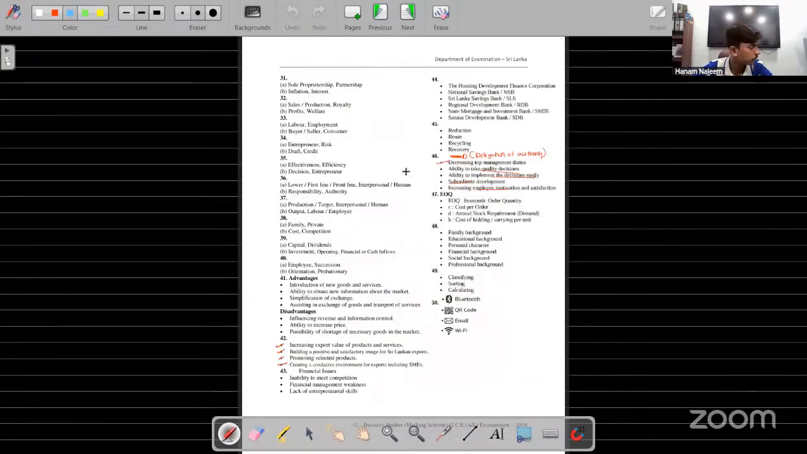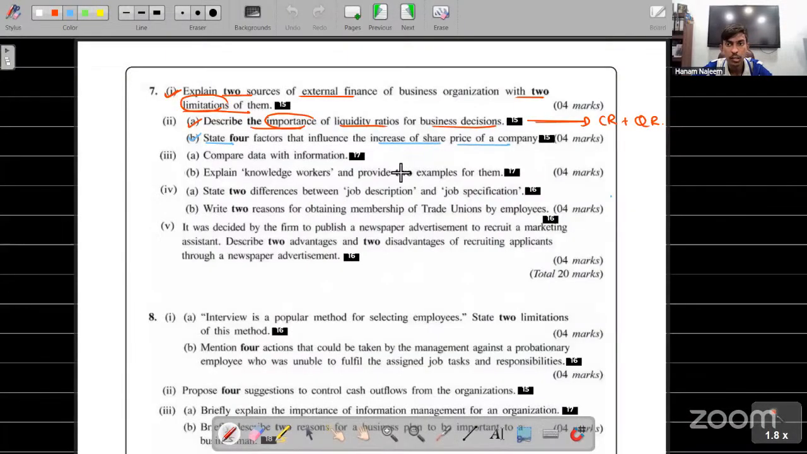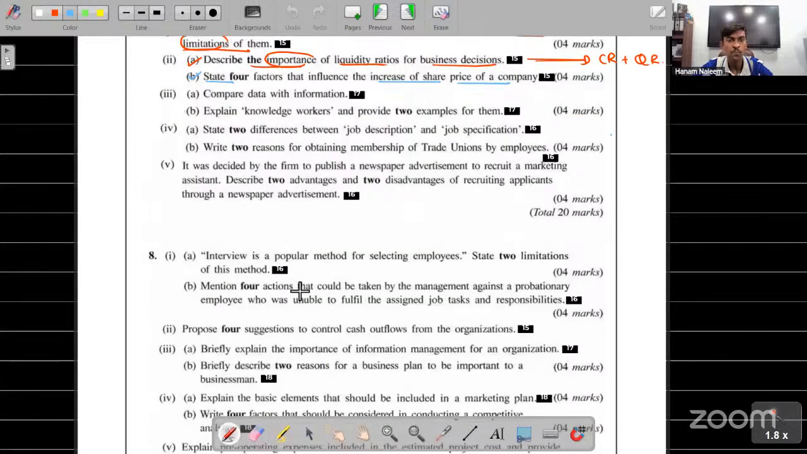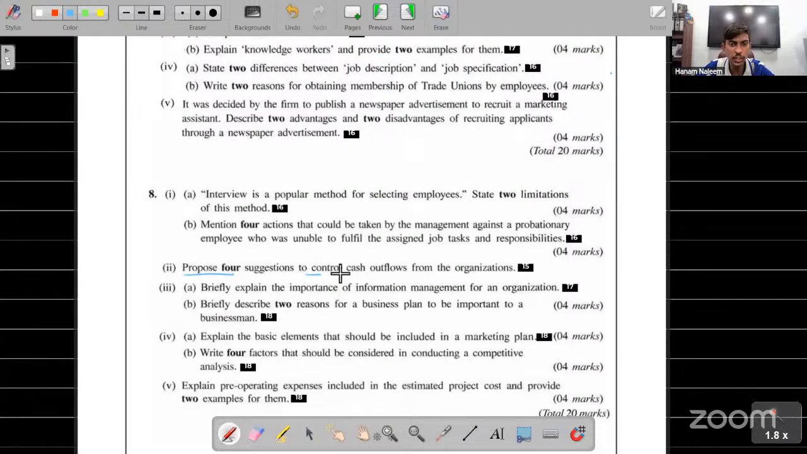Then next question. Any other questions? Yes, we have: provide 4 suggestions to control the cash outflows from the organization. So what are the ways we can control? It's a general question: control the cash outflows from the organization. What are the ways we can prevent our cash going out of the organization?